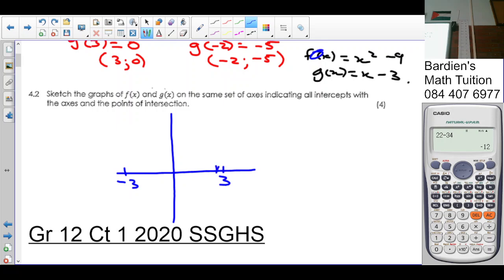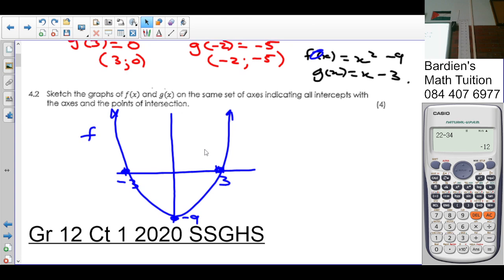Then, minus 9 on your y-axis. So you connect the dots. Okay, I actually went through the other one. But anyway, that is the graph of f of x. You all okay with that, people?